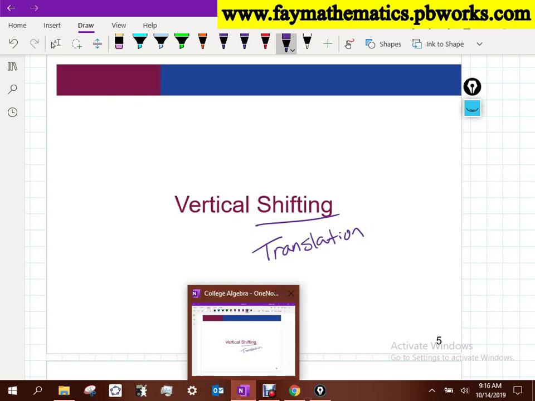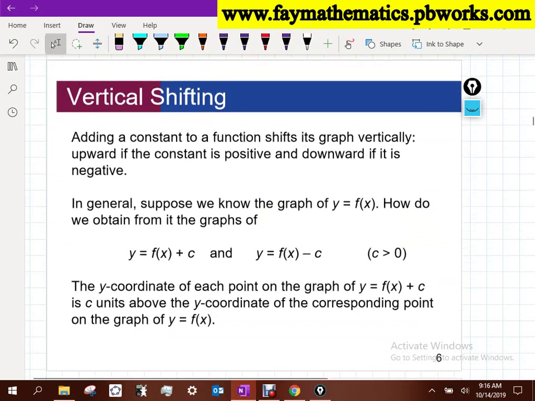But a vertical shift is exactly what it says. You're going to be taking your function, you'll grab the entire function, and you'll move it all up or down, whatever value they ask you to do that with. So adding a constant to a function shifts its graph vertically. It's upward if the constant is positive, it's downward if it's negative.